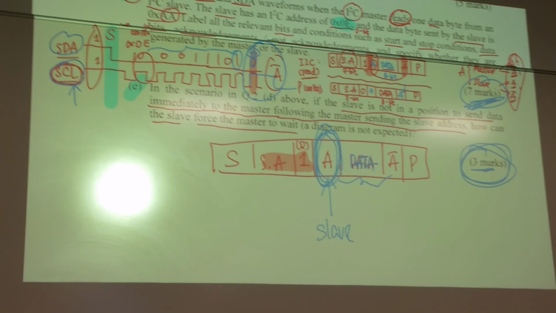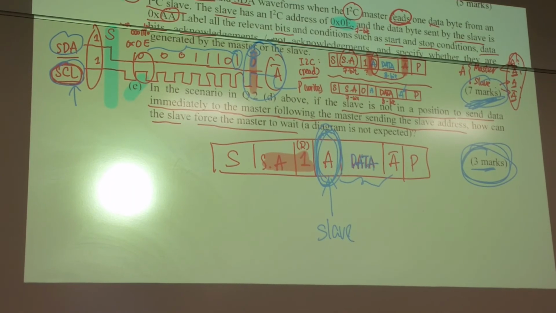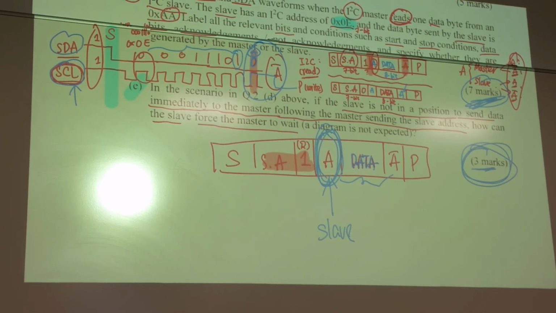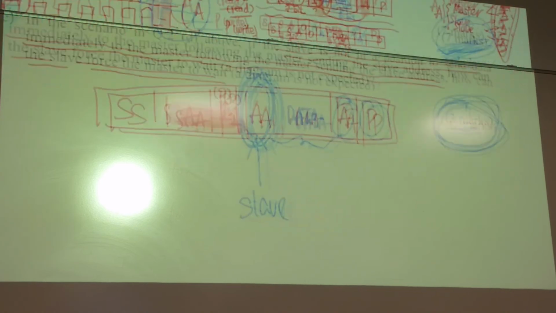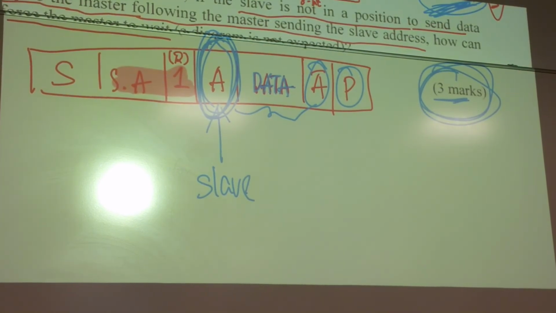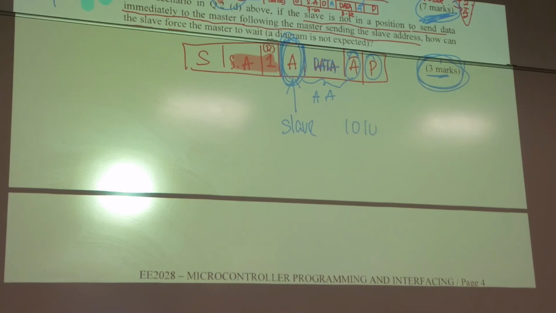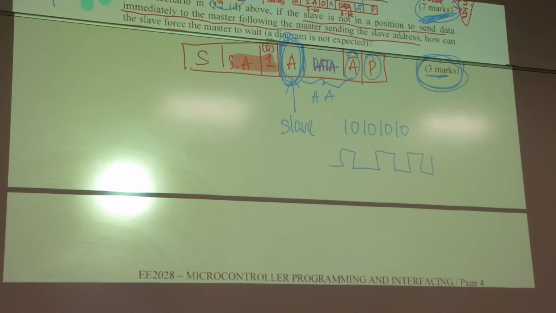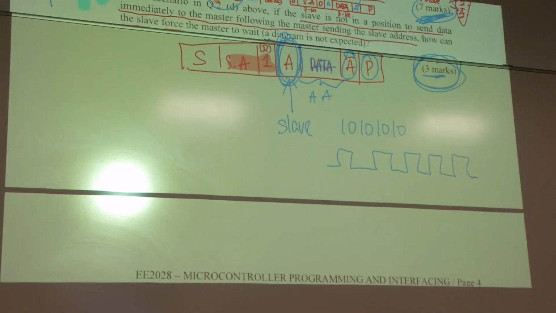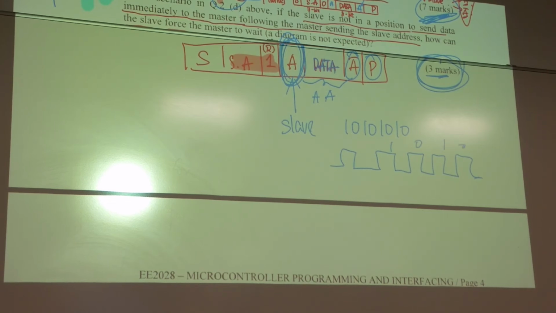Ma'am, can you explain again how does the master transition from not acknowledge to stop? How does the waveform look for that? So basically here, on not acknowledge, you will have a high. The data is AA, so you will have 1 0 1 0 1 0 1 0. Let's say this is 1 0 1 0, last A.